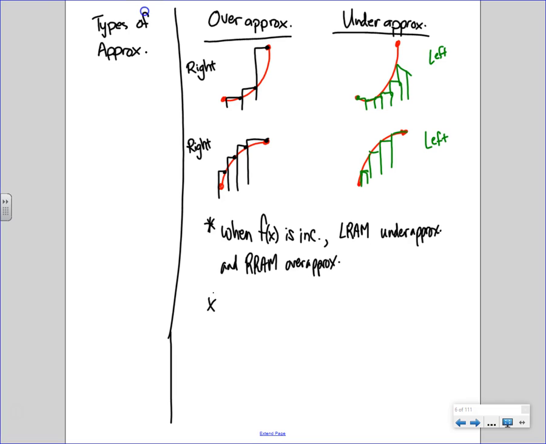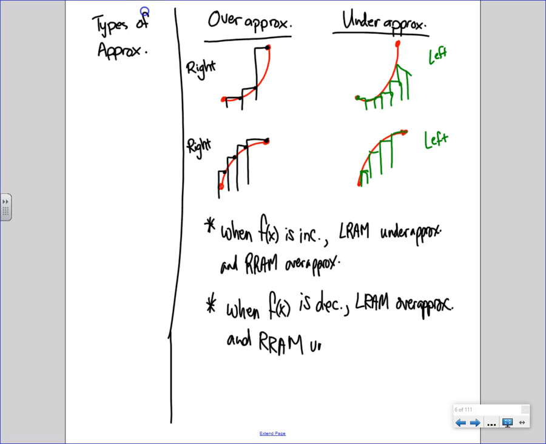If that's what's true when f is increasing, what's going to be true when f decreases? Good, everything switches. The left Riemann approximation will over approximate, and the right will under approximate. I was proud of you guys for thinking over and under and thinking concavity, and you were right, but not in this context, not with area and Riemann sums.